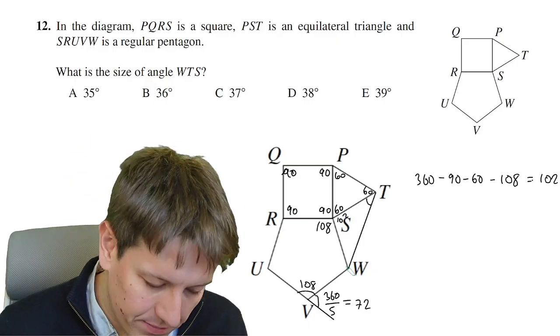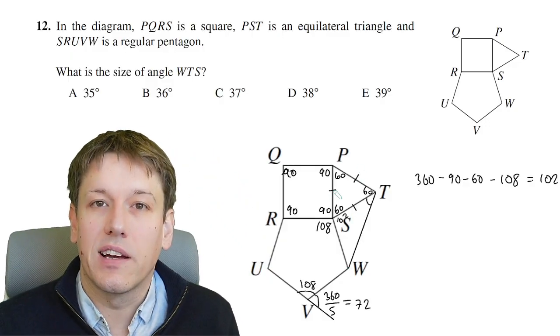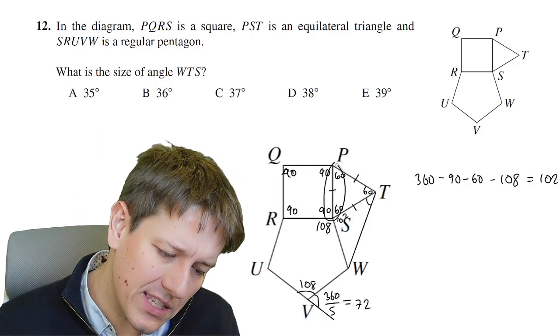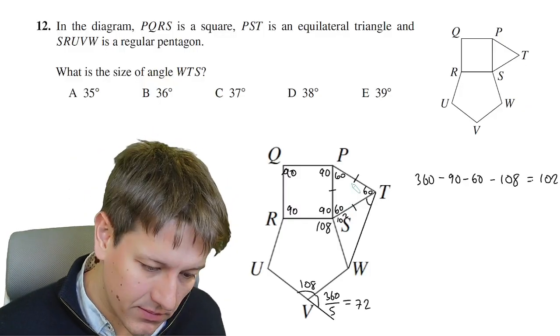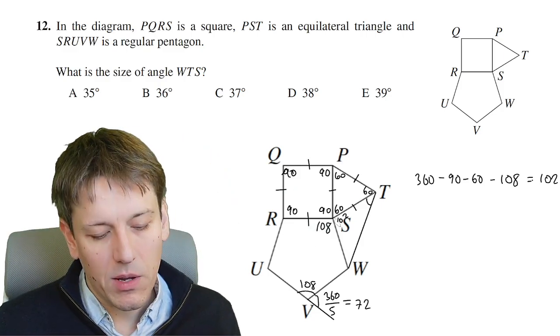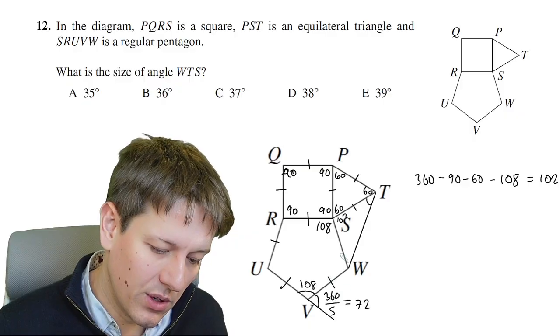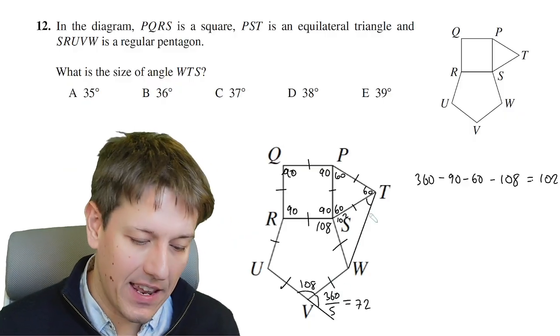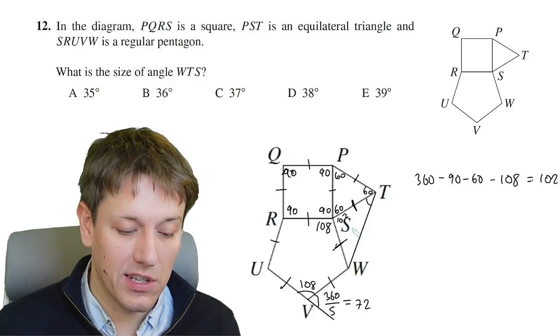And the reason it's isosceles is because this is an equilateral triangle, so all of these side lengths are equal. But now this side length is in common between the equilateral triangle and the square, so this side length is also the same as all of these, but then this side length is in common with the pentagon, so that one is equal to all of these, and then we see that these two really are equal, and so we've got an isosceles triangle.